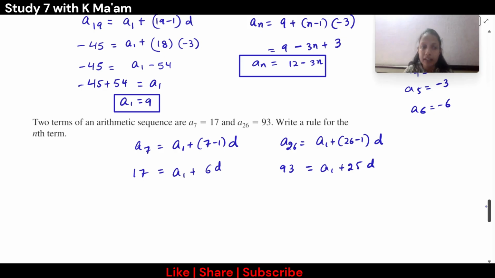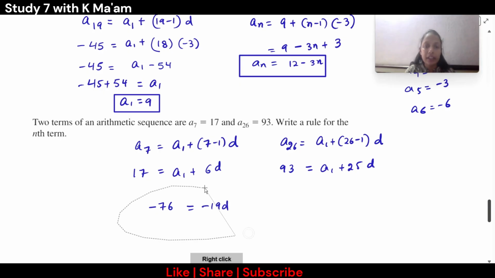You can subtract both equations. If I subtract both equations, 17 minus 93, I will get negative 76. A1 minus A1 is 0. 6 minus 25 is negative 19.